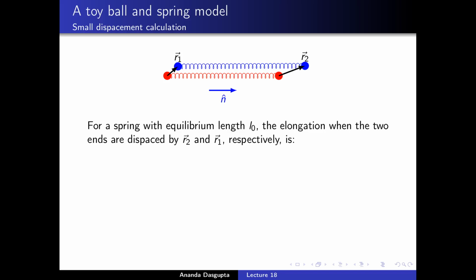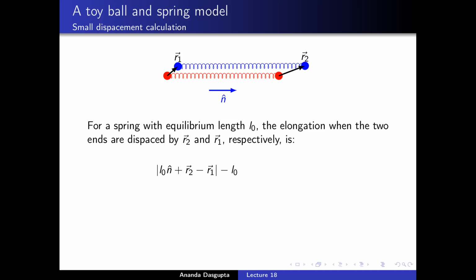So for a spring with an equilibrium length L0, what we are doing here is taking a look at a particular spring. The elongation, when the two ends are displaced by R2 and R1 respectively, is easily seen to be the new length minus, of course, the old length. The new length is nothing but the length of this vector L0 n hat, which was the original vector joining the two ends, plus R2 minus R1. You take the modulus of that, which gives you the stretched length of the spring. Subtract L0 from that. This is the elongation which the spring has.